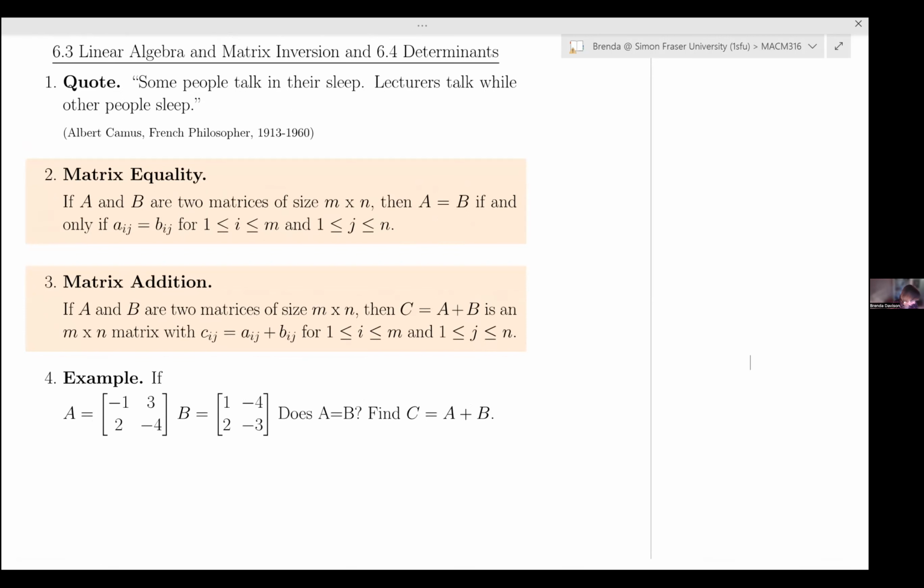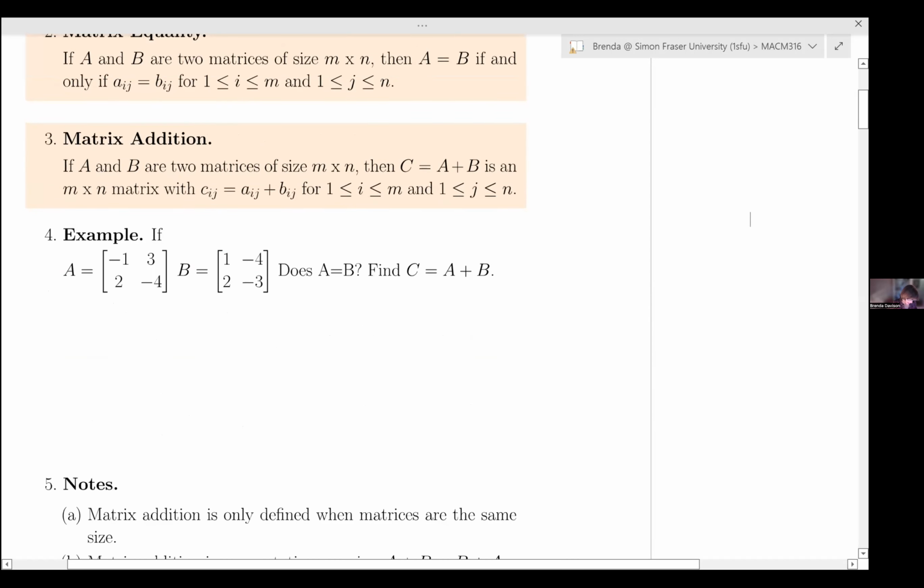One is that two matrices are equal if all of their entries are equal. They need to be the same size and all of their entries are equal. And then we say that the matrices are equal. To add two matrices, you simply add the entries in each specific position in the matrix to the one in the same position in the second matrix. We can see this easily with an example.